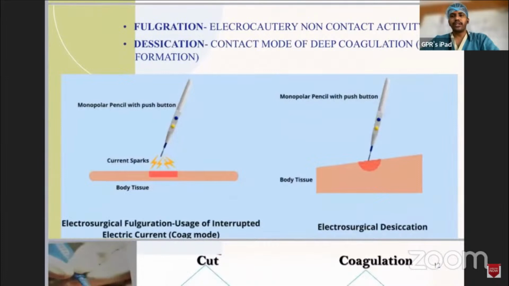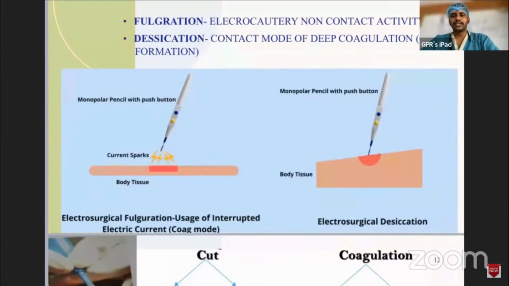There are two types of coagulation that happen. One is fulguration, the other is desiccation. Fulguration is nothing but non-contact electrocautery activity that makes the coagulation happen, whereas desiccation is the contact mode of deep coagulation.